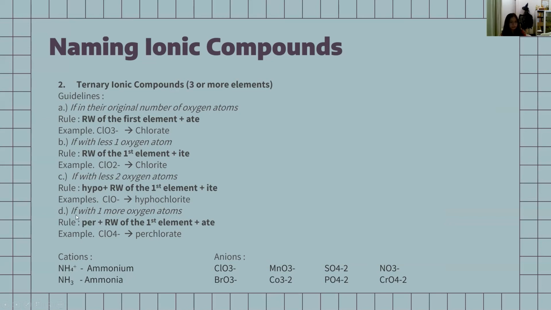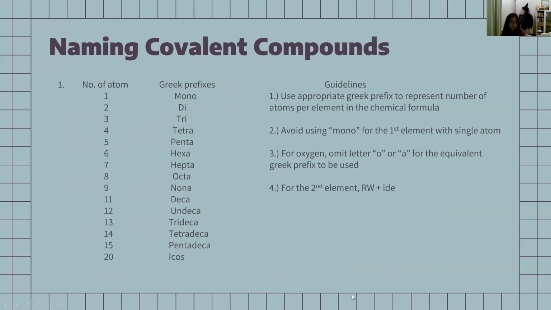And then D, if with one more oxygen atom, we use per plus root word of the first element plus ATE. So for example, this ClO4 minus becomes perchlorate. And these are the other examples of ternary ionic compounds.